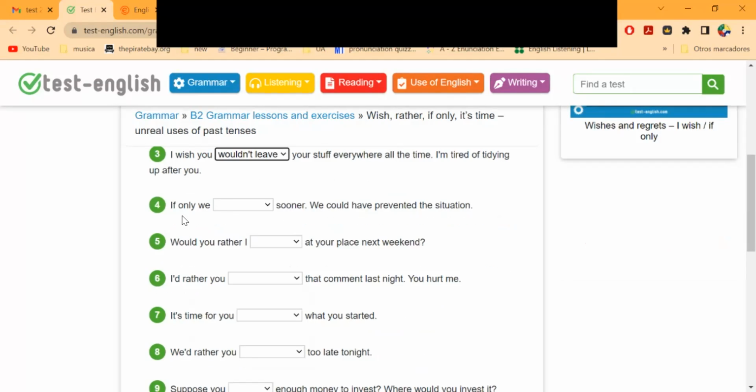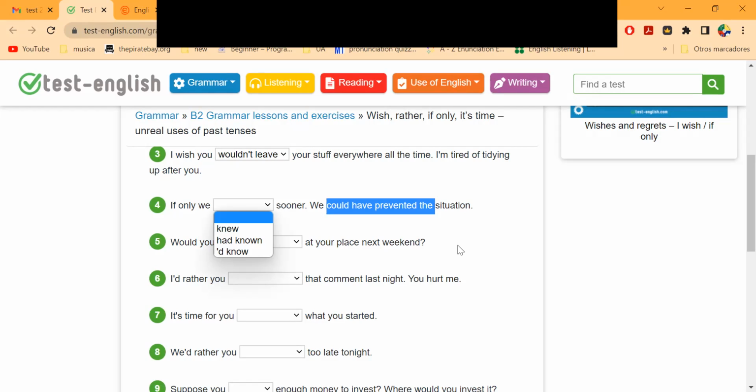If only, el if only es otra expresión que se ocupa con las mismas reglas que el wish, pero es más fuerte, más urgente. If only we could have prevented the situation. Ya pasó.